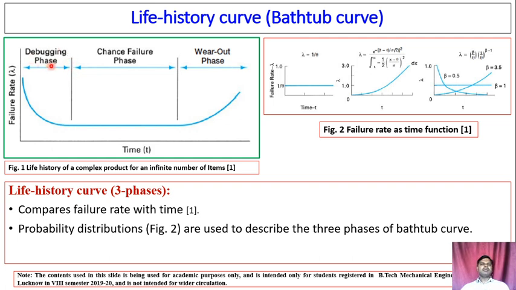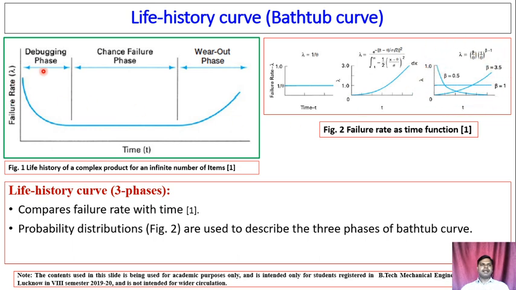This is applicable generally to almost all items, and the three phases of the life history curve are the debugging phase, chance failure phase, and wear out phase. In this curve, the probability distributions as indicated in figure number 2 can be used to describe the three phases of the bathtub curve. As we discussed in the last lecture, this is our Weibull distribution curve.